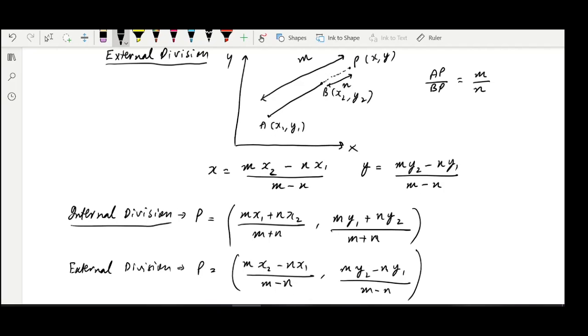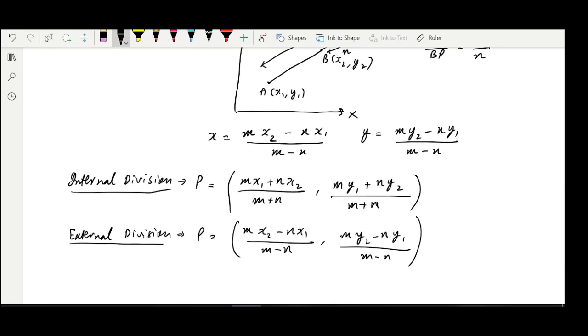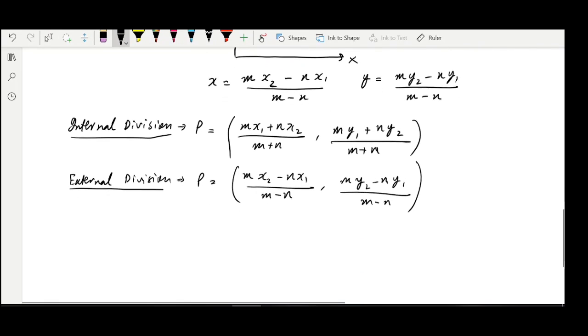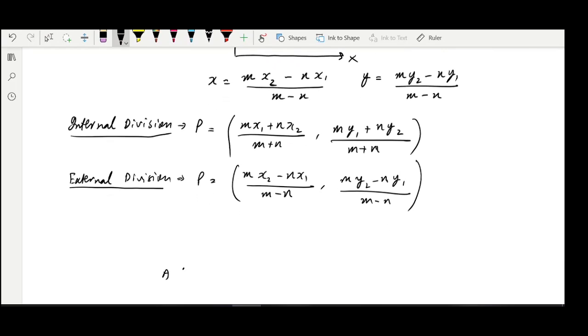Okay. Now let's take a special case for internal division. Let's say there's a point which divides a line joining A and B into two equal halves. This point divides the line joining these 2 points into equal halves. What do I mean? It means m is to n is 1:1. It means m and n are equal. It means AP and BP are equal halves.